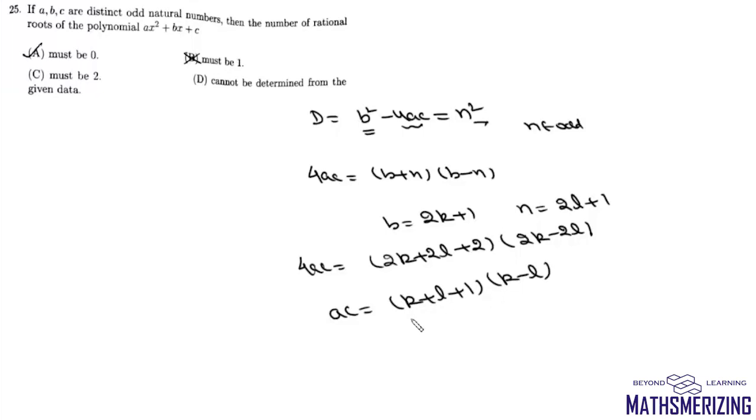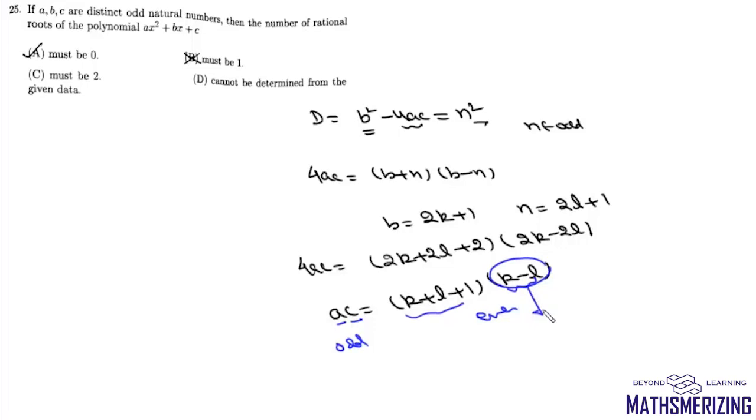Now if we look at this product, k plus l plus 1 into k minus l, it will be an even number, because if k minus l is even, then this product will be even. But then a and c, since they are both odd natural numbers, the left hand side is odd and the right hand side is even. So that means there cannot be any solution to this equation.